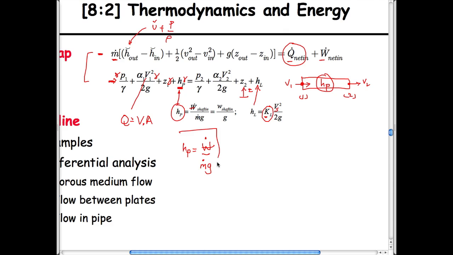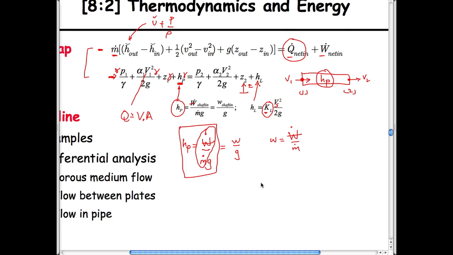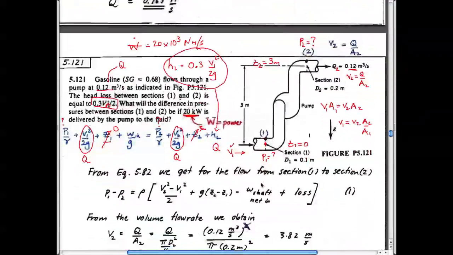So that's the other expression that we need, which is also the same as, in this one they use lowercase w. So this is the amount of energy, power, per unit mass flow rate. So the lowercase w would be this expression here. So little w is equal to big W, pump power, divided by mass flow rate. So I just have to keep that, just slightly different terminology.